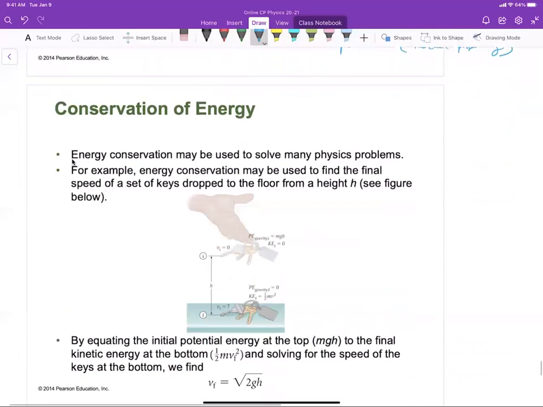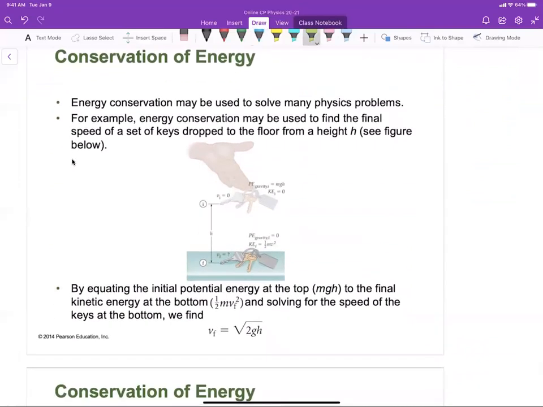All right, so we can solve many physics problems using conservation of energy. For example, this picture shows a person holding a key, and if it's at rest, the only type of energy that they have stated here is potential energy due to gravity. As it falls, that potential energy due to gravity is then getting converted to kinetic energy. And now at the bottom, it has no potential energy due to gravity.